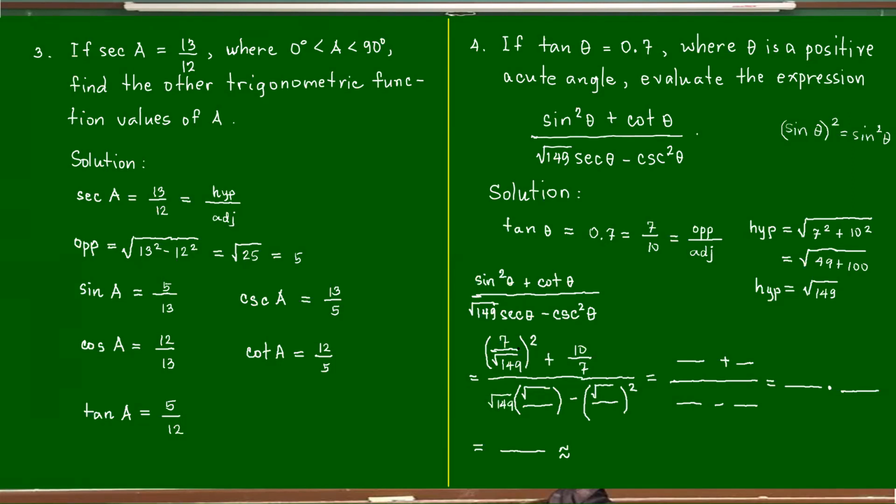What is secant theta? Hypotenuse over adjacent, so it's square root of 149 over 10. Very good. What about cosecant? Then square it. Cosecant is hypotenuse over opposite, so square root of 149 over 7. So let's square the first term in the numerator.